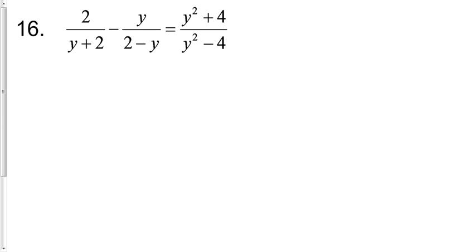The next one I want to go over is 16. This one gets a little more complicated than the rest. So we have, for our denominators, y plus 2, 2 minus y, and then y squared minus 4. Because this is a difference of two squares, we should factor it into y plus 2 times y minus 2. An issue that we run into here is that these are the two factors, and I see the y plus 2 in this fraction. This one here, I want it reversed. Instead of saying 2 minus y, I want it to say y minus 2.